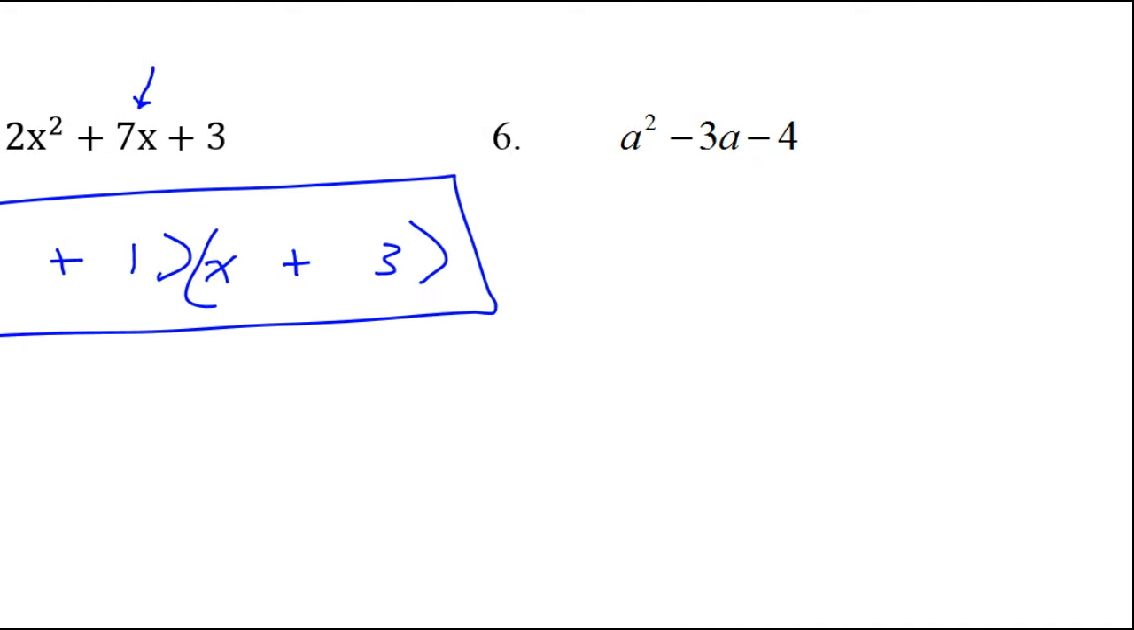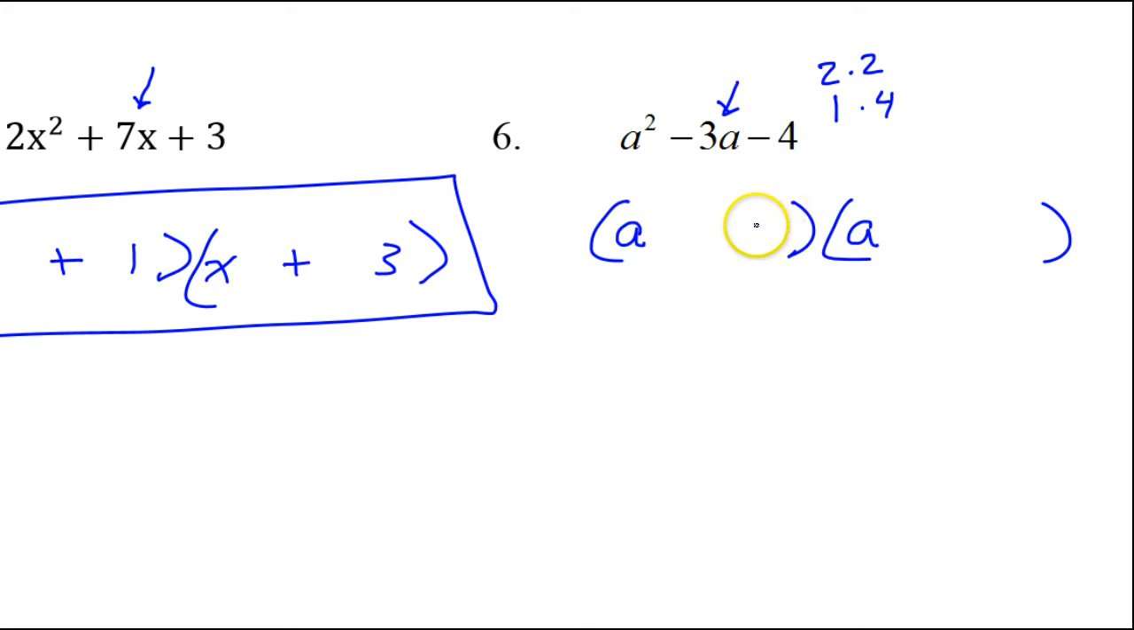Okay, let's practice again on number 6. I see the trinomial, there's no common factor, so binomial times a binomial. A squared can only be a times a. 4 is either going to be 2 times 2 or 1 times 4. Keeping an eye on the middle that involves a 3, I think the 1 times 4 is our best bet.